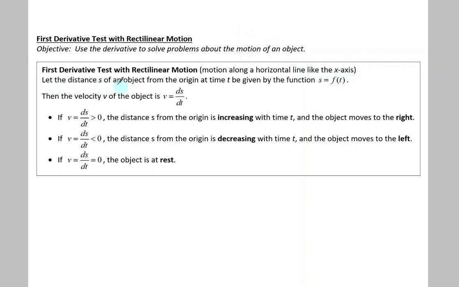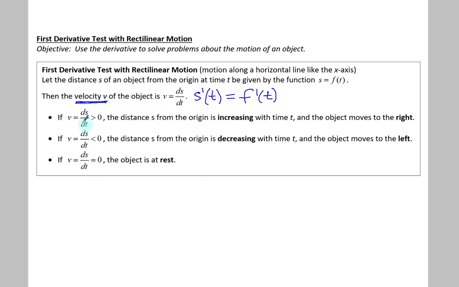Let the distance s of an object from the origin at time t be given by the function s equals f of t. Then the velocity v of the object is the derivative of the position, ds dt, or sometimes we see it as s prime of t, and because we wrote s as f of t, we could also write this as f prime of t. Now remember how the derivative can tell us if a function is increasing or decreasing? Therefore, the velocity of an object can tell us if the position is increasing or decreasing.